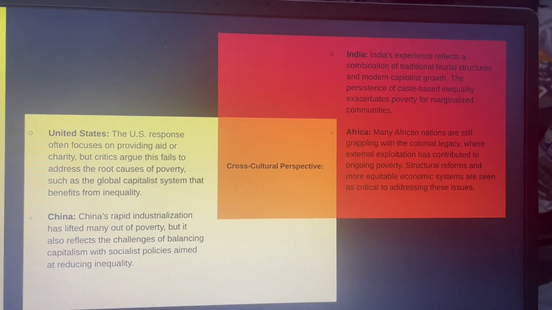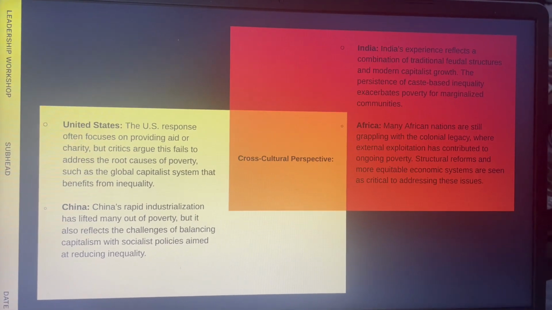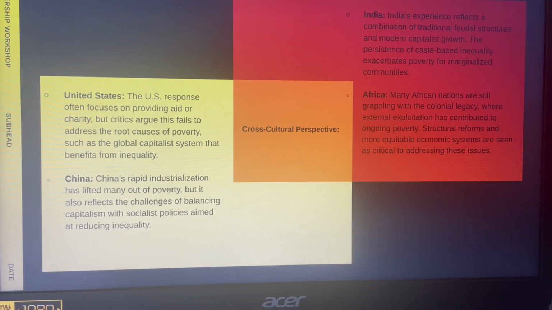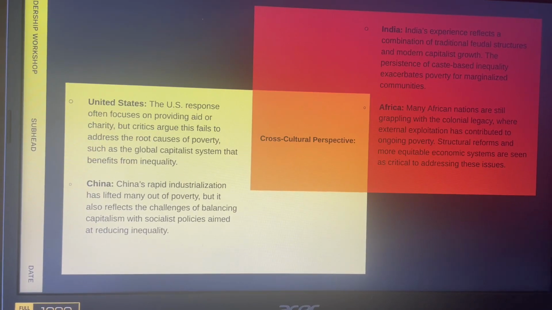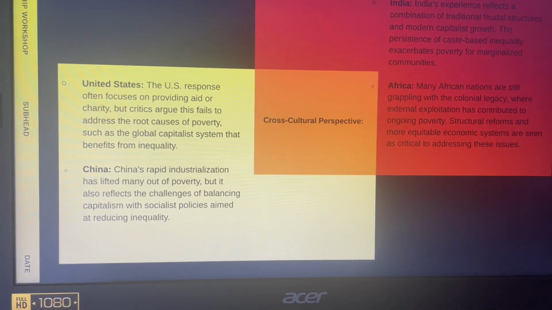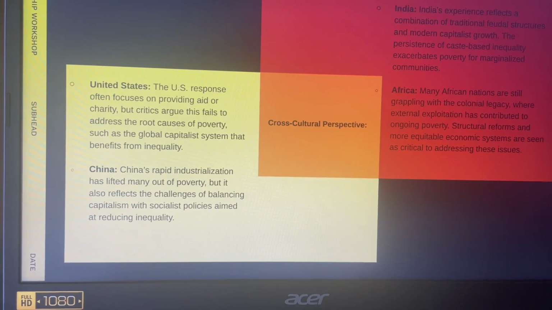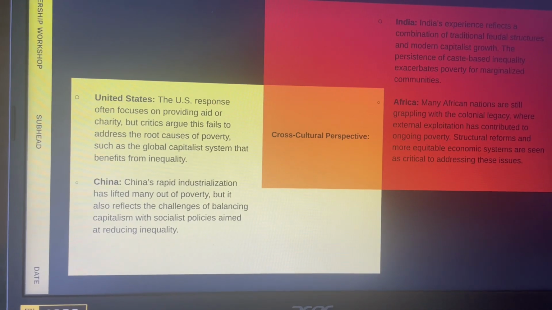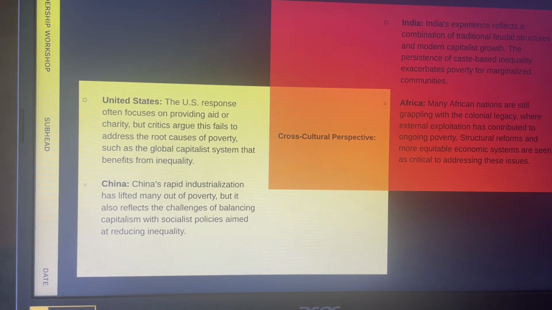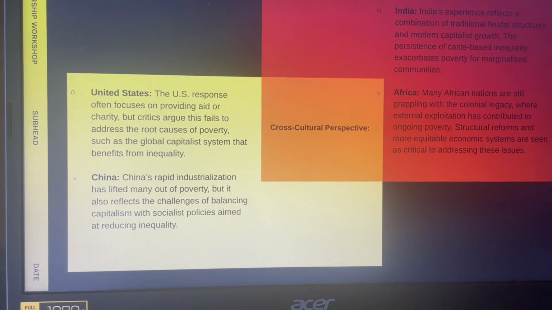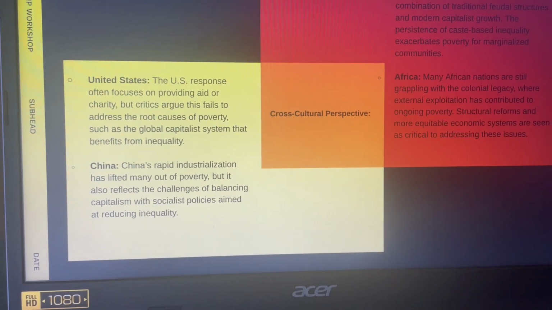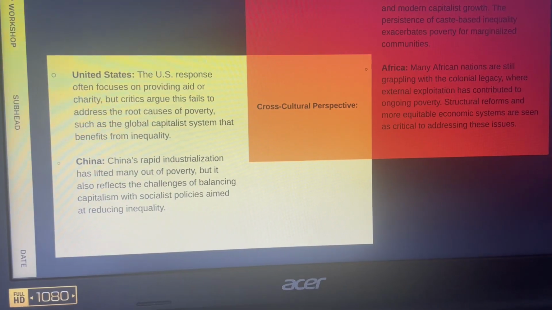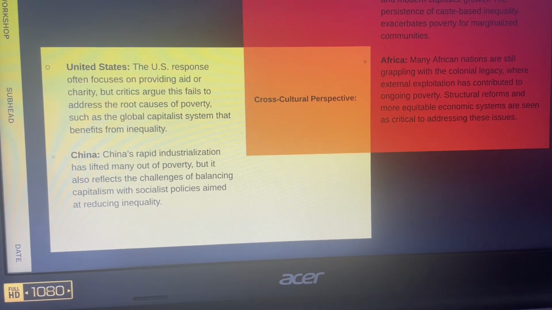Cross-cultural perspectives. India's experience reflects a combination of traditional feudal structures and modern capitalist growth. The presence of caste-based inequality exacerbates poverty for marginalized communities. In Africa, many African nations are still grappling with the colonial legacy, where external exploitation has contributed to ongoing poverty. United States: the U.S. response often focuses on providing aid or charity, but critics argue this fails to address the root causes of poverty, such as global capitalist systems that benefit from inequality. China's rapid industrialization has lifted many out of poverty, but it also reflects a balance of capitalism and socialist policies aimed at reducing inequality.